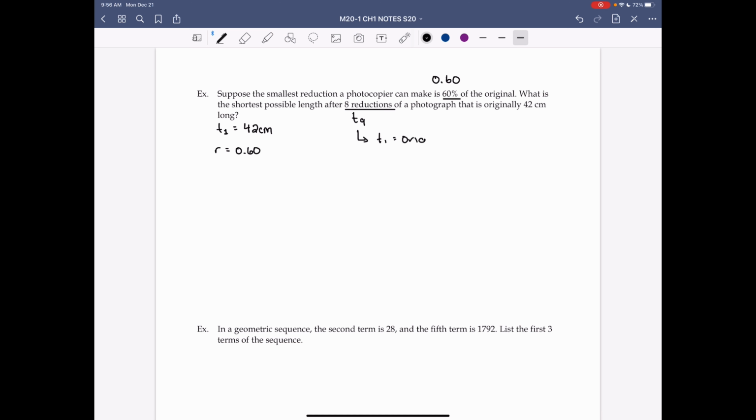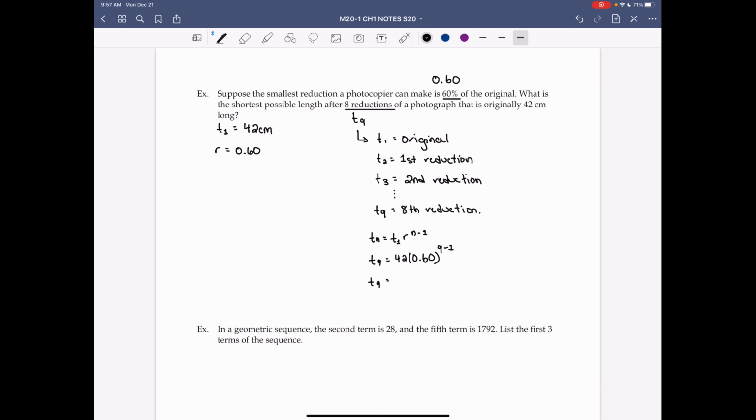Term 1 equals original. Term 2 equals first reduction. Term 3 would be second reduction, etc. So the term number is 1 more than the reduction number, so term 9 would equal the 8th reduction. Then our general term, Tn equals T1 times R to the power of n minus 1. T9 equals, T1 is 42, R is 0.6 to the power of 9 minus 1. T9 equals 42 times 0.60 to the power of 8, and then we calculate.